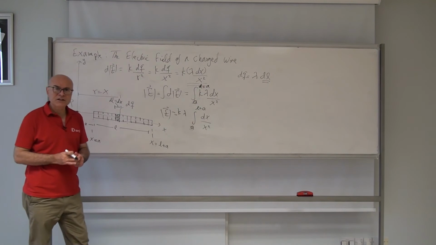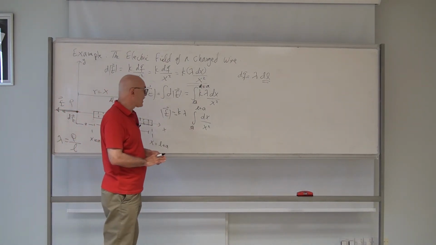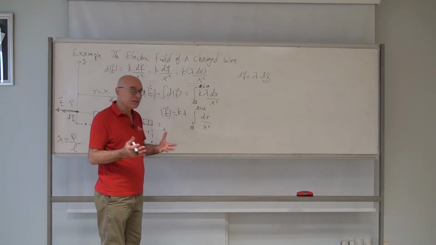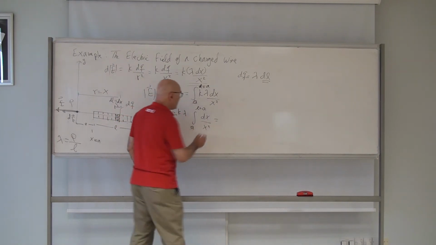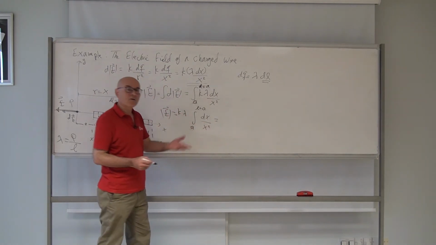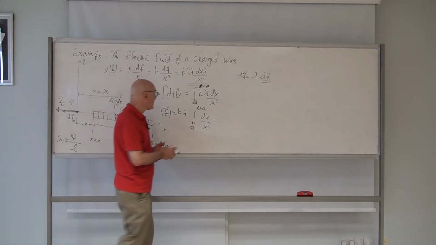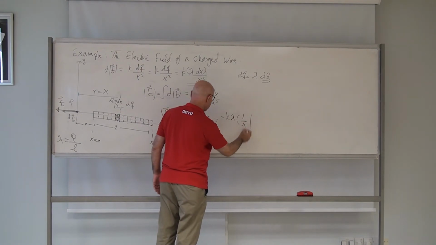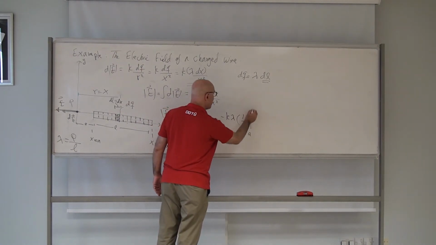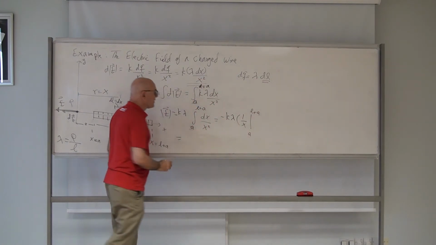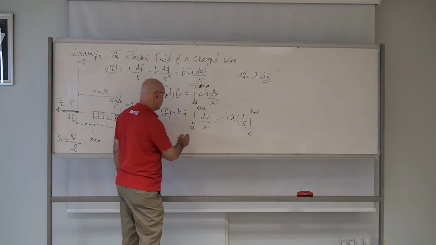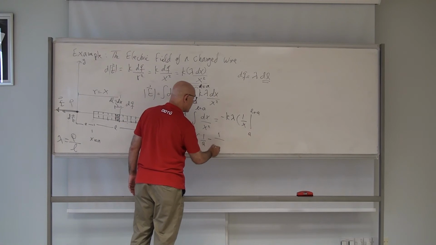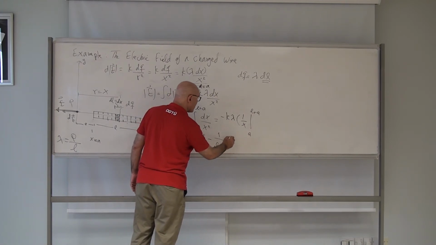Now this is quite a simple integral. Even if you don't know it, you can find it from tables if you're still not good enough with integrals, but it is easy to find. The integral of 1 over x squared, which is x to the minus 2, is minus 1 over x. So this becomes minus k lambda times 1 over x between a and L plus a, and this gives us for the integral k lambda times 1 over a minus 1 over L plus a.